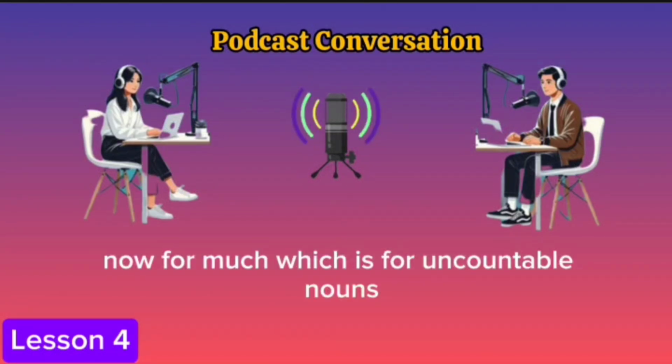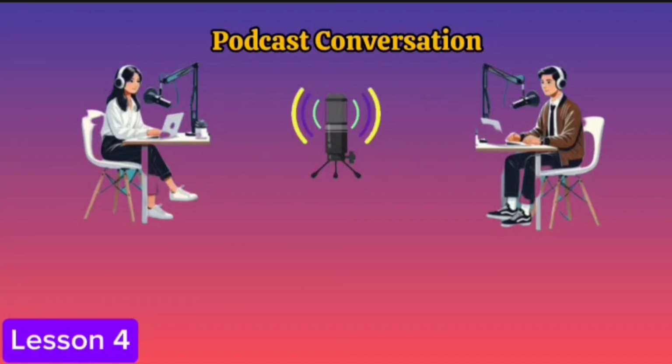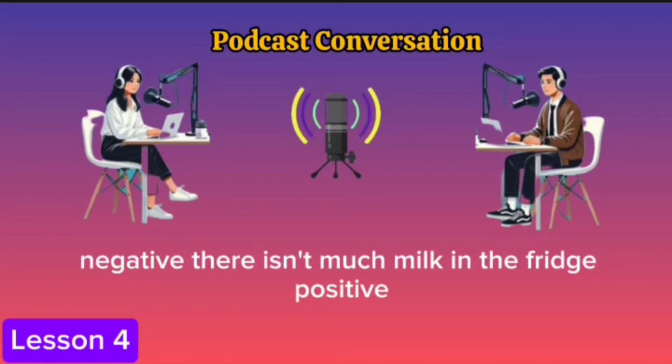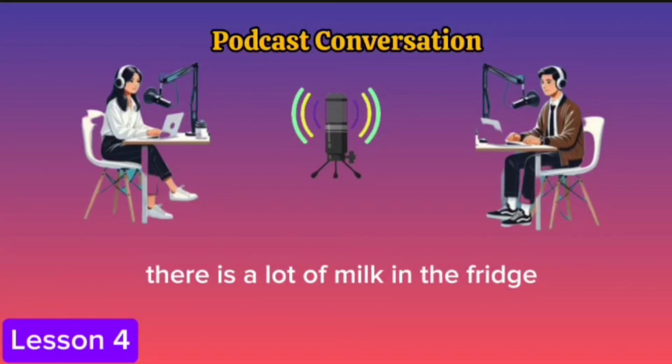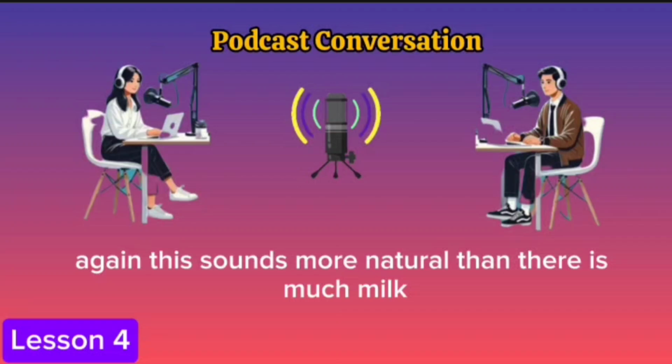Now for much, which is for uncountable nouns. Is there much milk in the fridge? Negative, there isn't much milk in the fridge. Positive, there is a lot of milk in the fridge. Again, this sounds more natural than there is much milk.